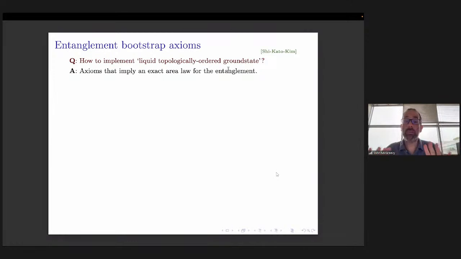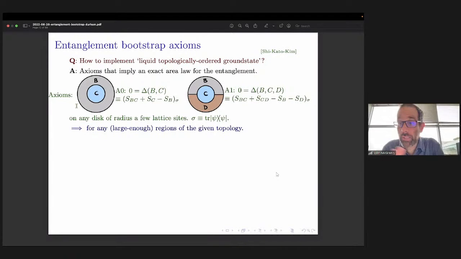I'm going to make some assumptions about the entanglement structure of the state. So I'm going to assume two axioms about its entanglement, which look like this. So like I said, there's some underlying lattice, and I'm going to draw some collections of regions, which I want you to think of as just a few lattice spacings, right? Or maybe 10 lattice spacings on the side, if you like.